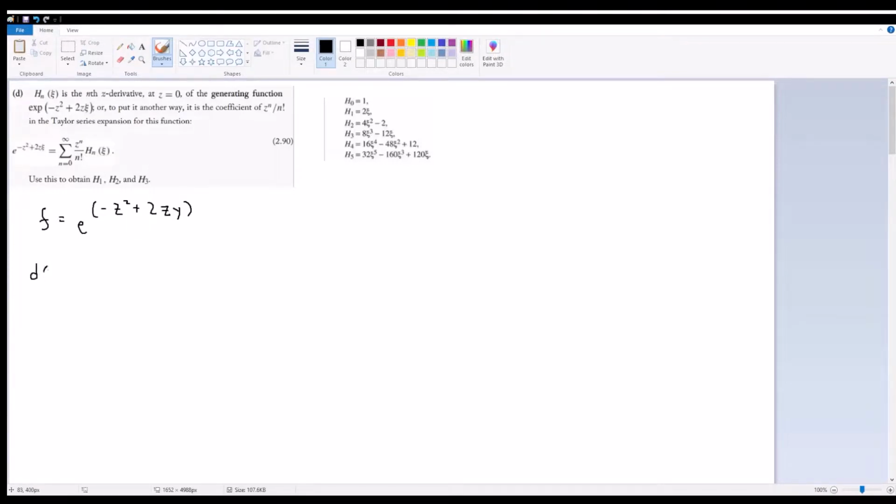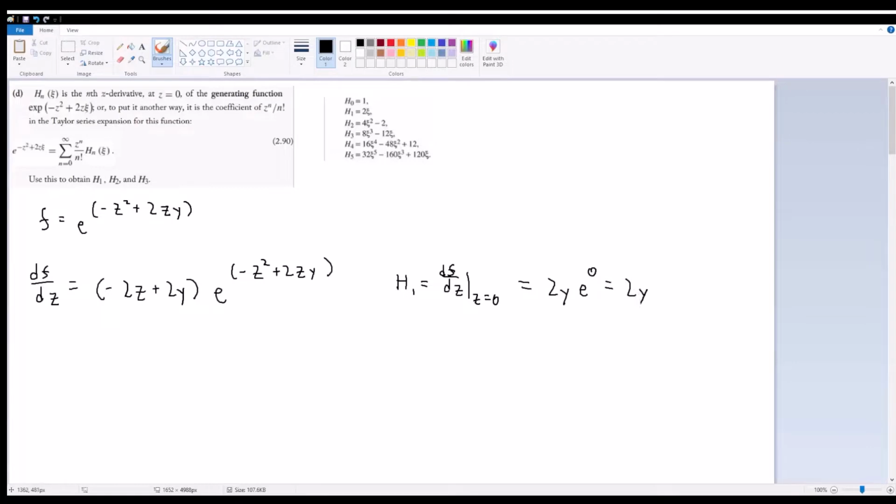So df/dz, which is the first z derivative of this, is going to give us negative 2z plus 2y times e to the power of negative z squared plus 2zy. Then H1 is going to be df/dz evaluated at z equals 0, which gives us 2y times e to the power of 0, which is just 2y. And that is indeed what we have for H1.